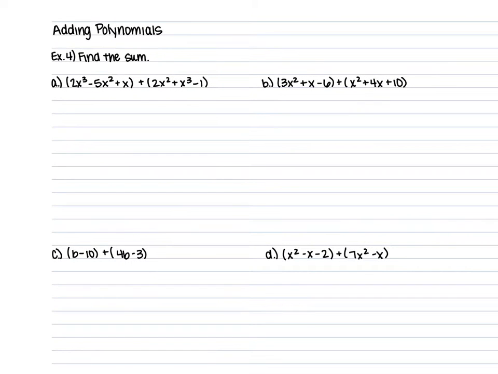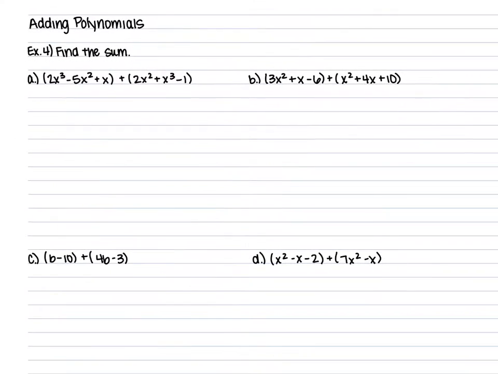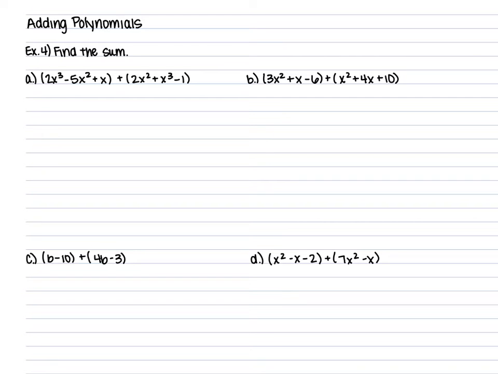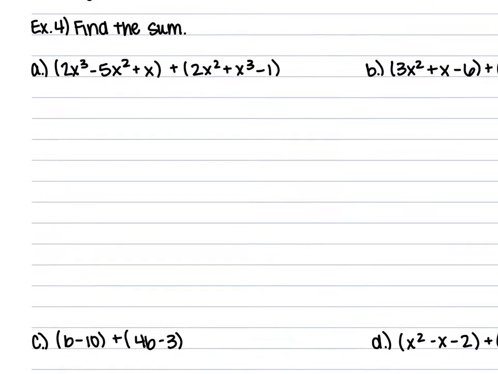If we look at some adding examples, so adding polynomial examples, for A, we have 2x cubed minus 5x squared plus x plus 2x squared plus x cubed minus 1. For this one, I'm going to get rid of these parentheses to start with. Because it's addition, I can just rewrite it without those parentheses. From there, I'm going to just combine like terms.